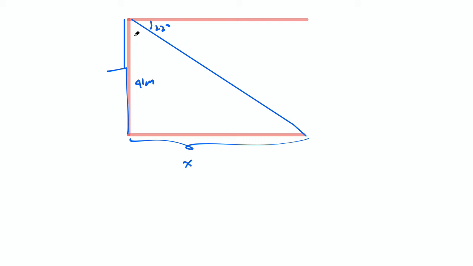Because this is our angle of depression, 90 minus 22 would be this angle. So then we have our opposite and adjacent sides. So all you have to do is use tangent to isolate for x, and you'll be able to find it.